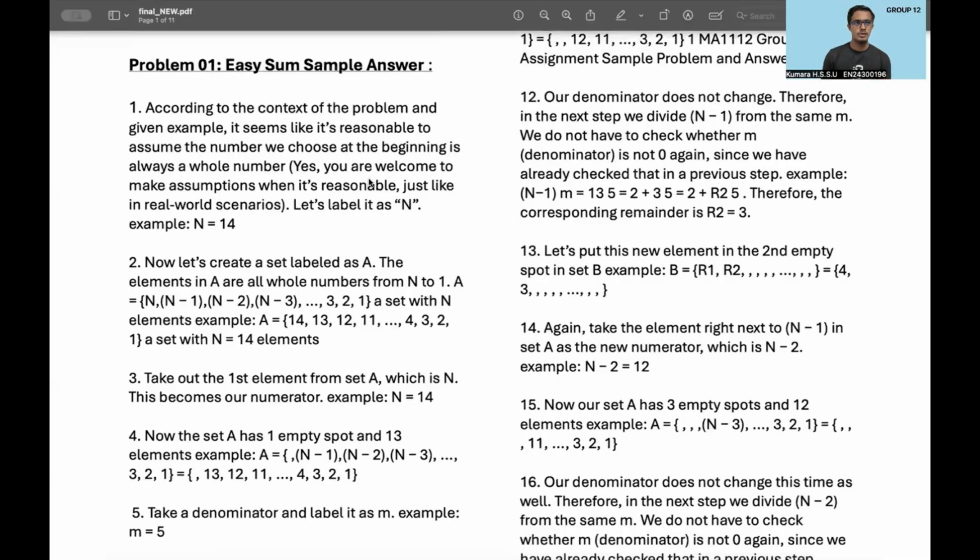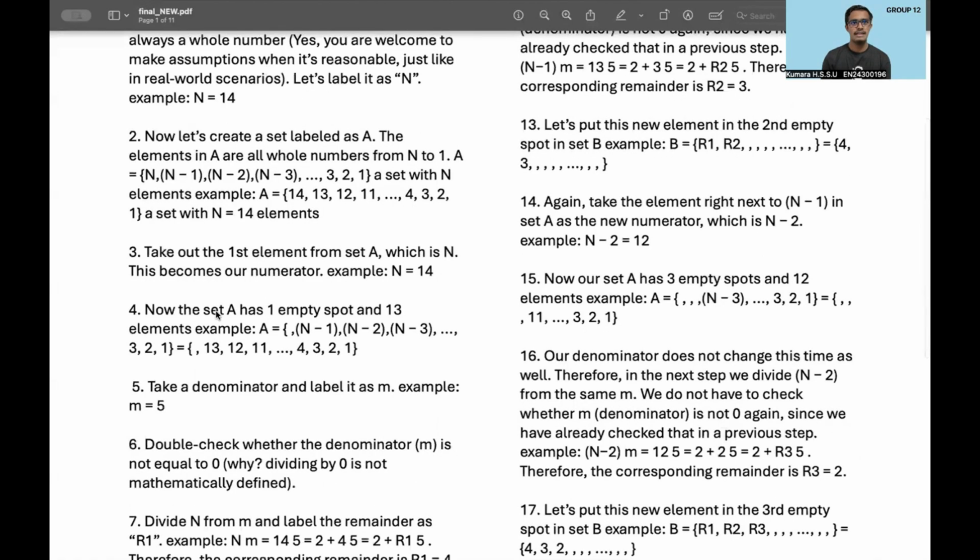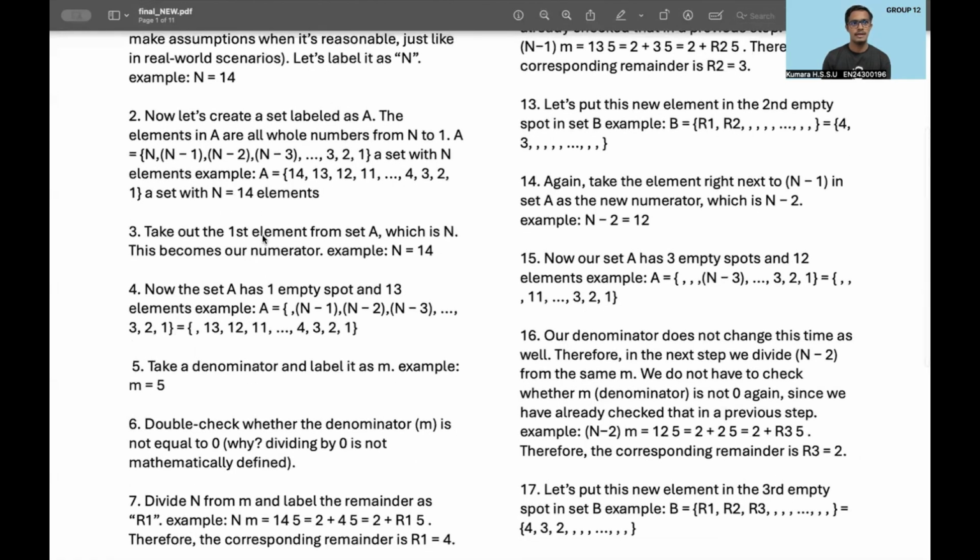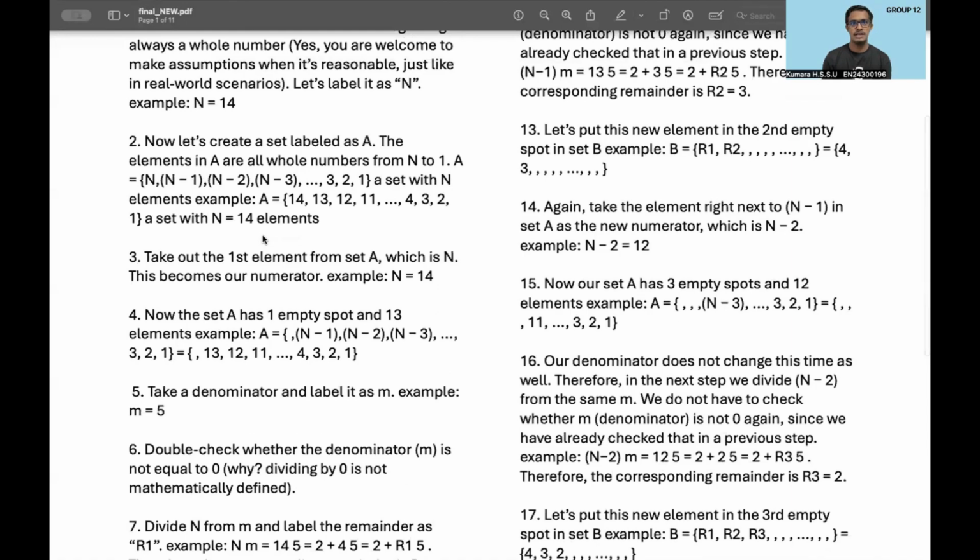I'm going to explain problem number one. Step one, start with a set called A. It contains all whole numbers from n down to 1. For example, if n equals 14, then A equals something like this.